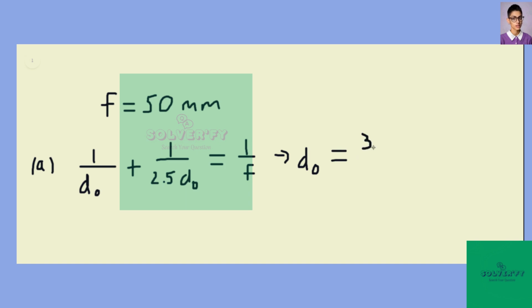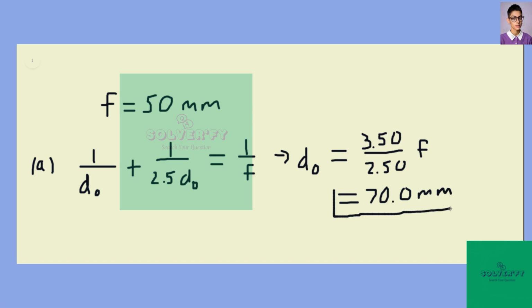3.5 divided by 2.5 multiplied by the focal length. So carrying out this expression, we find that this is equal to 70 millimeters. And we can box that in as our solution for part A.